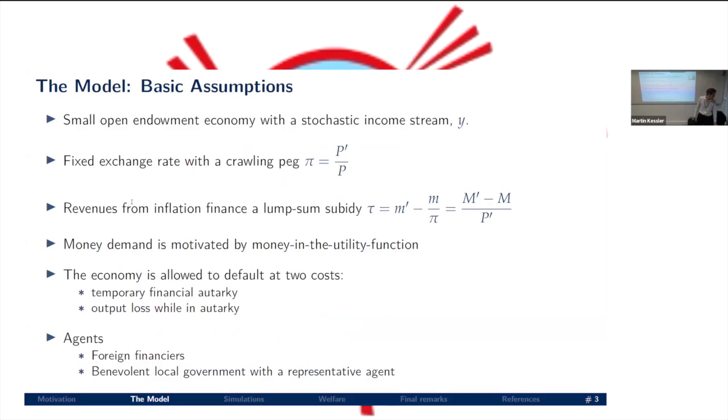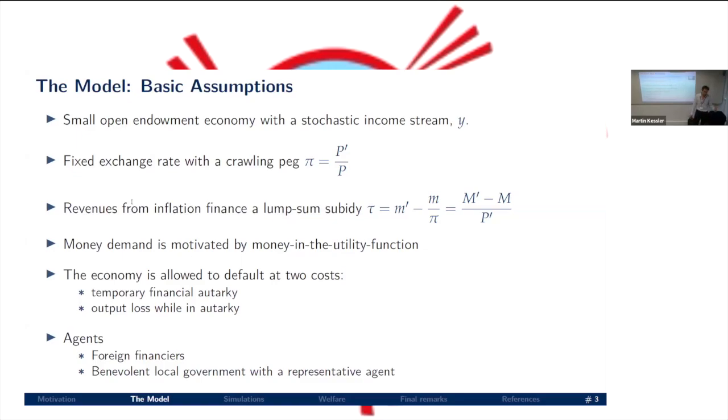Okay. So what's the model? We use the standard sovereign debt default models based on Arellano 2008, and we add dollarization to it, basically. So it's a small open endowment economy with a stochastic stream of tradable goods. The country initially has a fixed exchange rate with a crawling rate equal to the inflation rate. We'll see this more clearly with budget constraints. Revenues from inflation are rebated to the households as a lump sum transfer. And then we motivate money demand with a money-in-the-utility function.